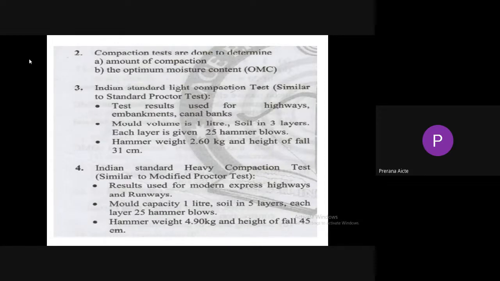The Indian Standard heavy compaction test is similar to the modified Proctor test. The results of the modified Proctor test are used for modern express highways and runways. Mold capacity is 1 liter, soil in 5 layers, each layer compacted by 25 blows. Hammer weight is 4.9 kg and height of fall is 45 centimeters.